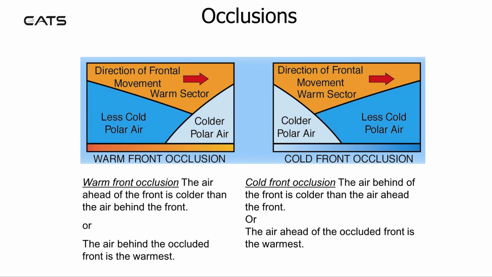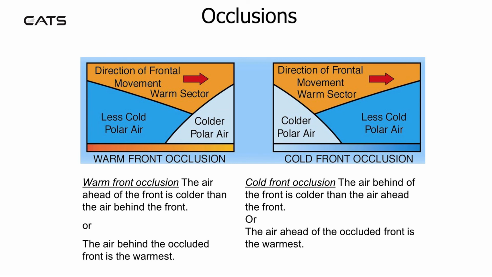Most of the rain band will be ahead of the surface position of the front. And there'll be a mixture of warm front and cold front clouds at the occlusion with embedded CBs.